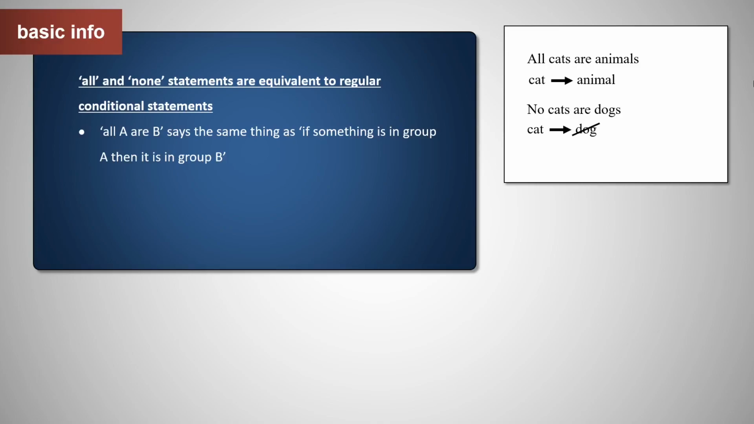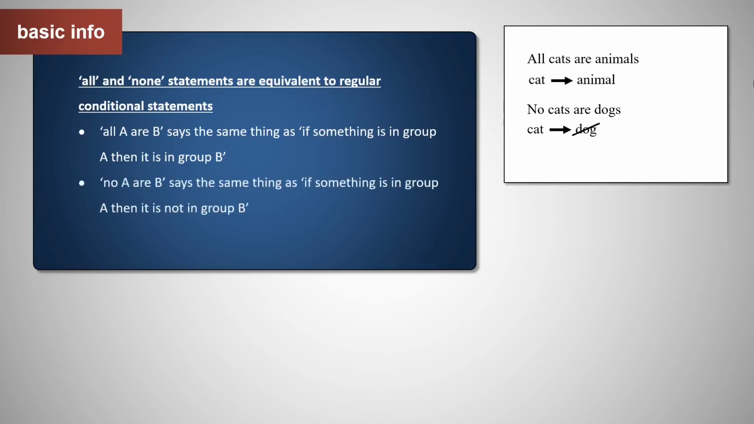So when you see all, it's as if all is if. All is actually synonymous. We have this in one of our conditional reasoning videos. All is the same thing as anyone, everyone, each, etc. So when you see all, you can simply translate that into a regular if-then.